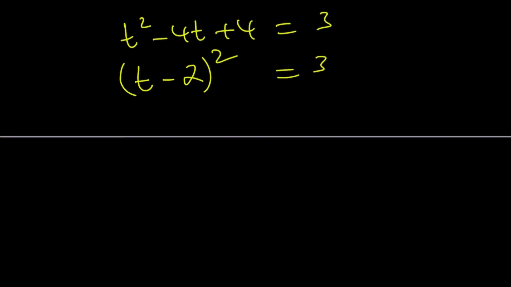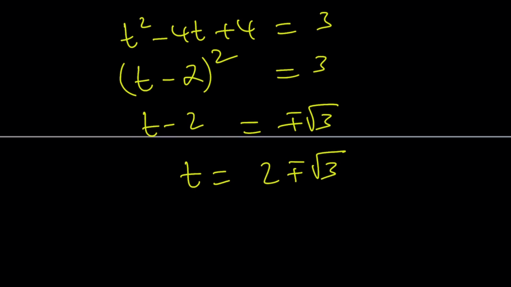And then from here you can take the square roots: plus minus root 3. And then you can add 2 to both sides. You see how easy that is? Solving a quadratic by completing the square. That's also how you can prove the quadratic formula. Okay, but this is not the end of the story.